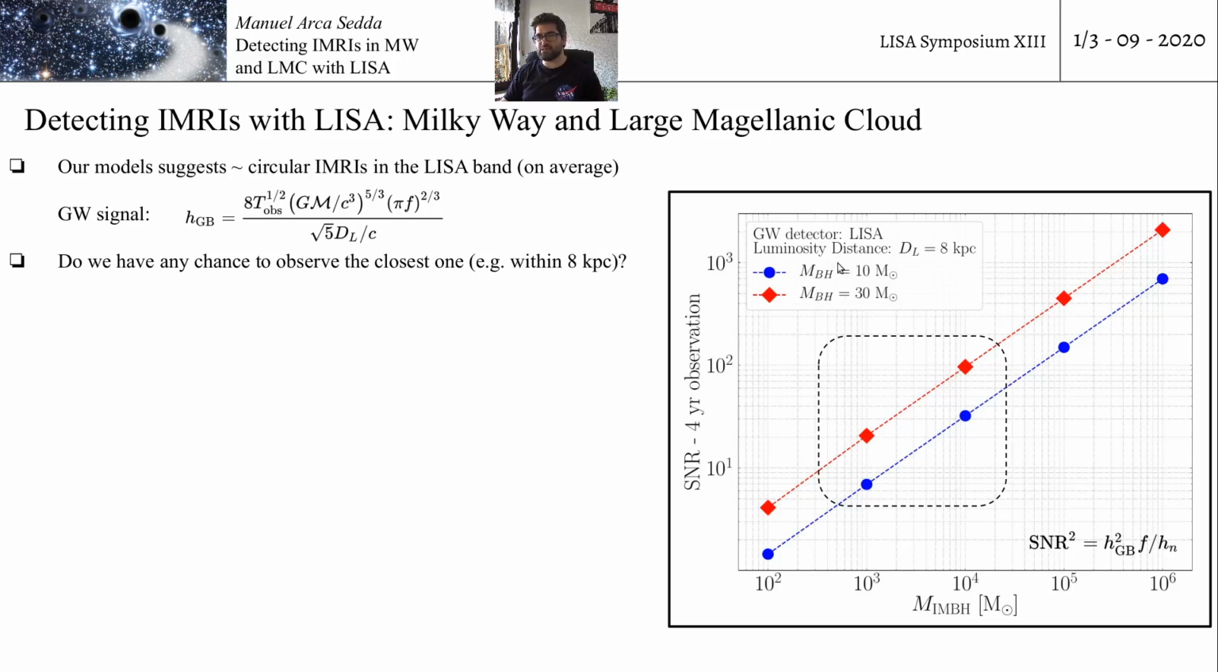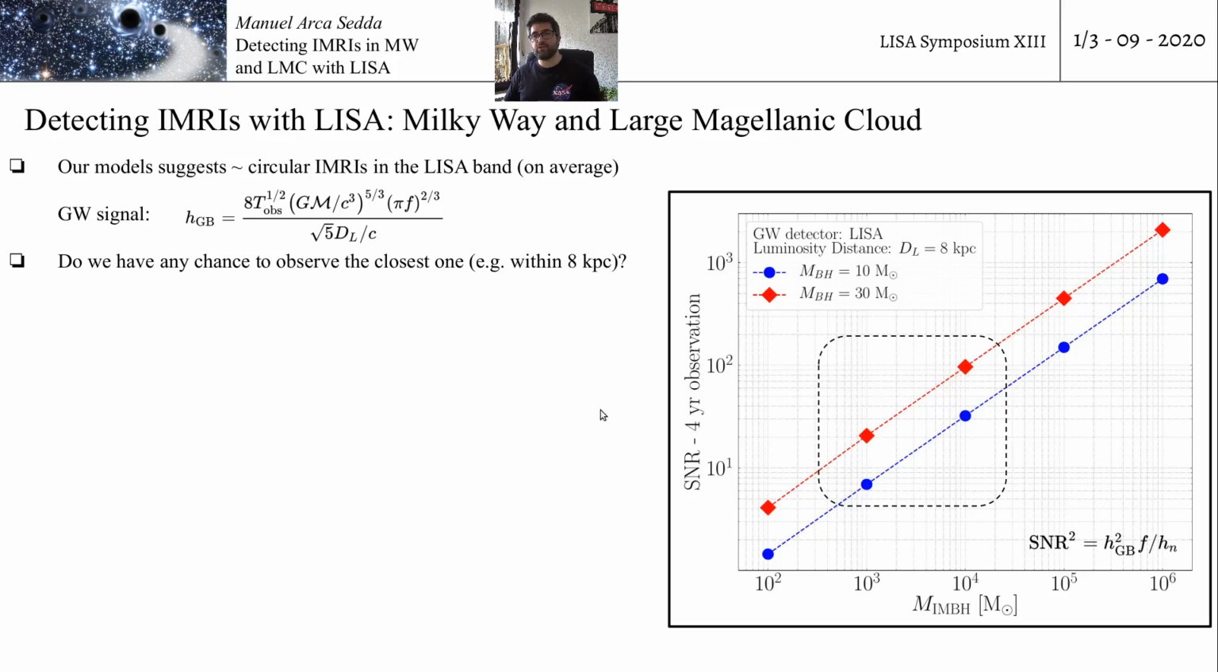And we varied the mass of the companion paired with the IMBH. And as you can see, we found in the mass range of 10 to the 3, 10 to the 4 solar masses, a signal to noise ratio between 6 and 100, meaning that we have quite a good chance to observe IMRIs within these distance ranges.